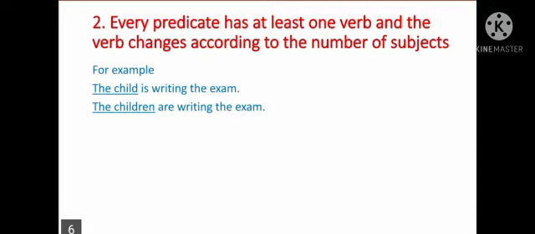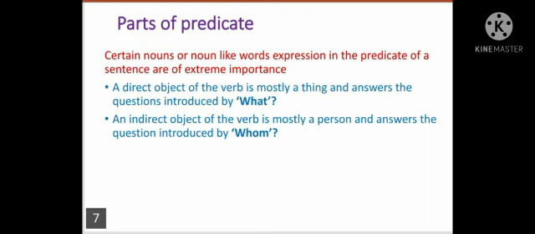Every predicate has at least one verb, and the verb changes according to the number of the subject. For example, the child is writing the exam. The children are writing the exam. Here you can notice the change in the verbs according to the number of the subject. The number here means the subject is singular or plural.